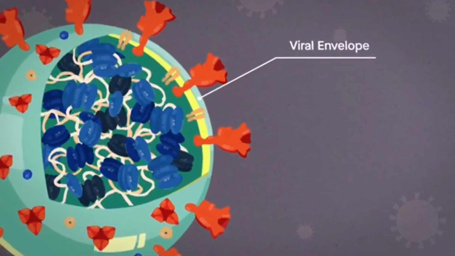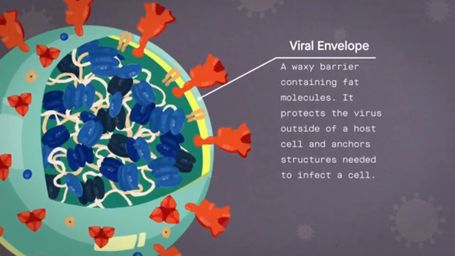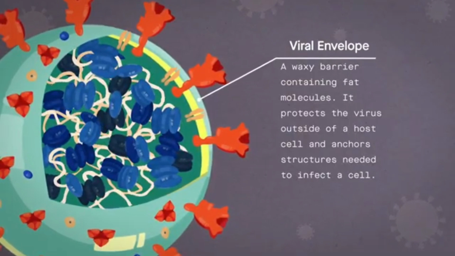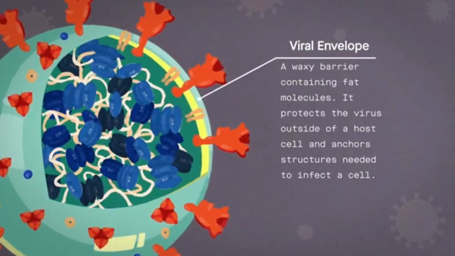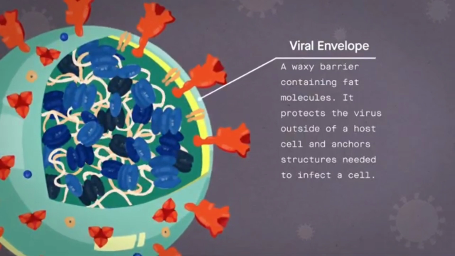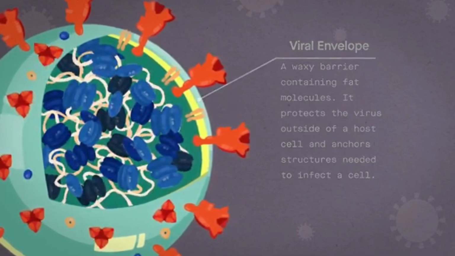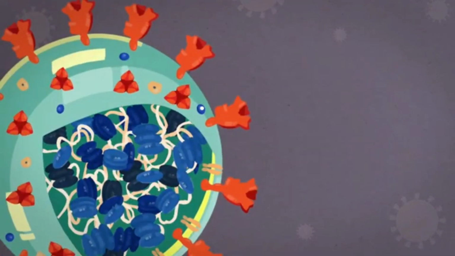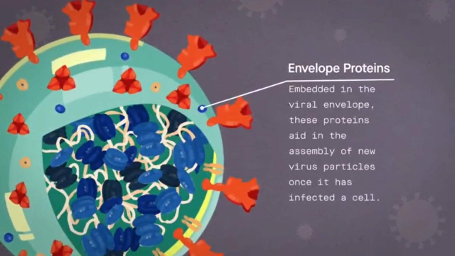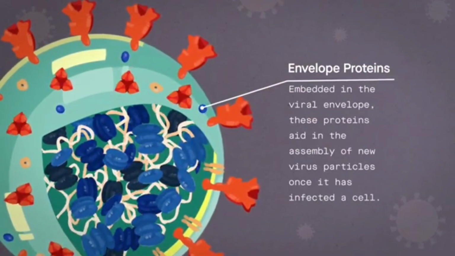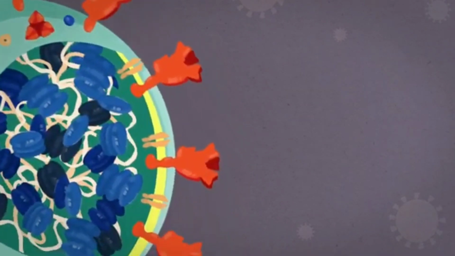Encapsulating the RNA genome is the viral envelope, which protects the virus when it is outside of a host cell. This outer envelope is made from a layer of lipids, a waxy barrier containing fat molecules, as well as protecting the precious genetic cargo. This layer anchors the different structural proteins needed by the virus to infect cells. So, M proteins embedded in this layer aid the assembly of new virus particles once it has infected the cell.